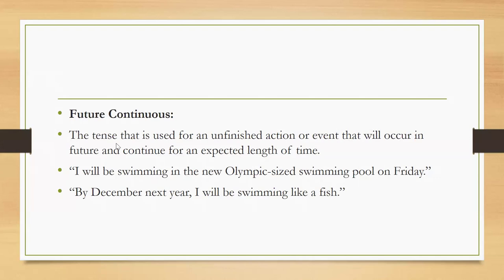Okay, so let's see. Future continuous, the tense that is used for an unfinished action or event that will occur in the future and continue for an unexpected length of time. I will be swimming in the new Olympic-sized swimming pool on Friday. I will be swimming, continuous. Swim, you add ing, becomes continuous. And since it hasn't happened yet, it becomes a future continuous. By December next year, I will be swimming like a fish. So these are examples of future continuous tenses.